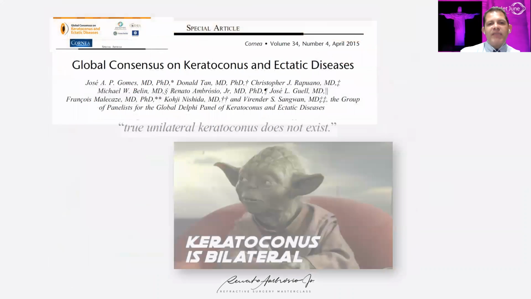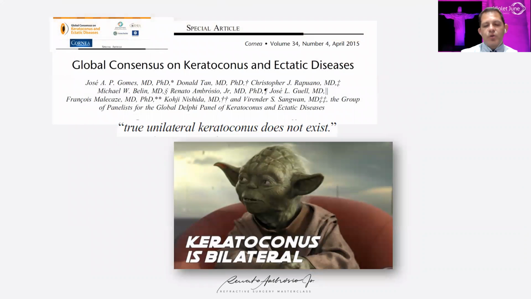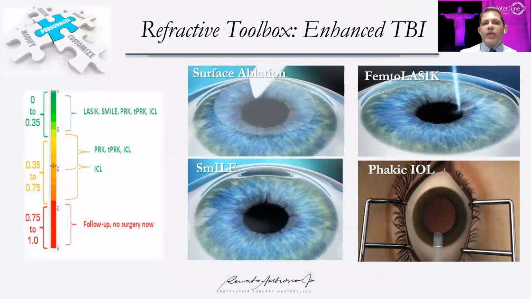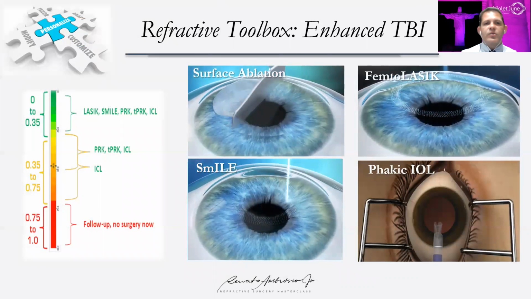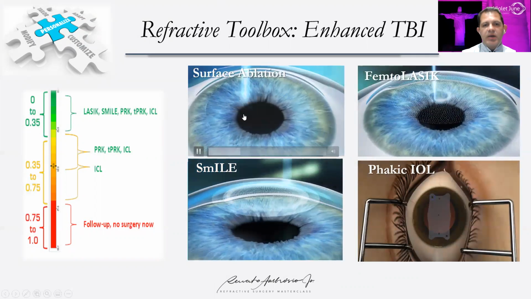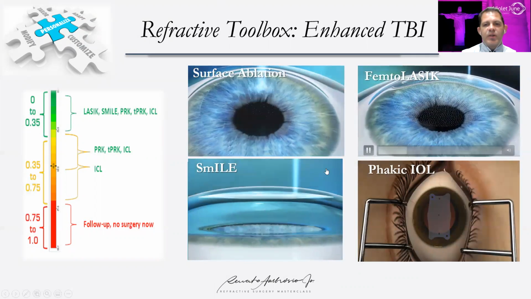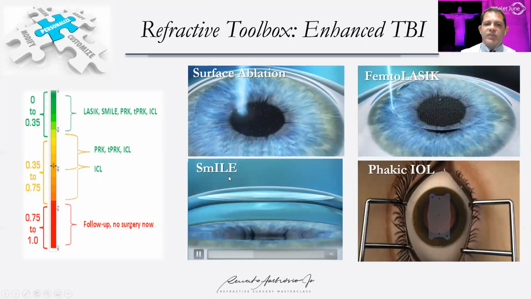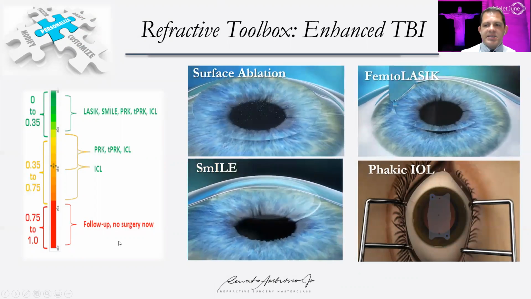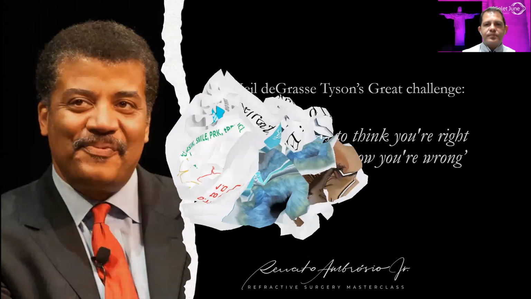So interestingly, we have the wisdom that true unilateral keratoconus does not exist, and keratoconus, while being bilateral, secondary ectasia can be unilateral due to the mechanical process. Interestingly, it can be even in both eyes, and then we have to be keen to understand ectasia susceptibility and the impact from surgery, considering surface ablation, femto LASIK, LASIK with keratome eventually, and SMILE or even phakic IOLs, or if the patient has a disease and needs to have a therapeutic approach.